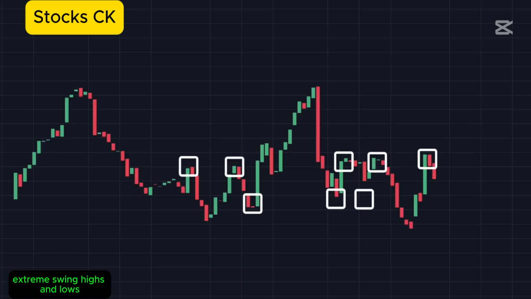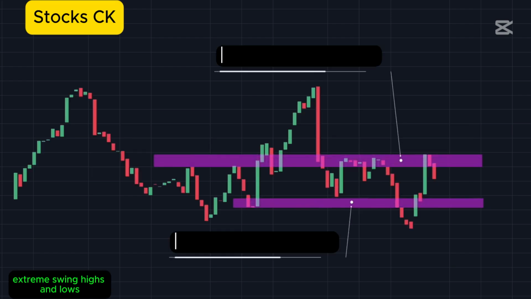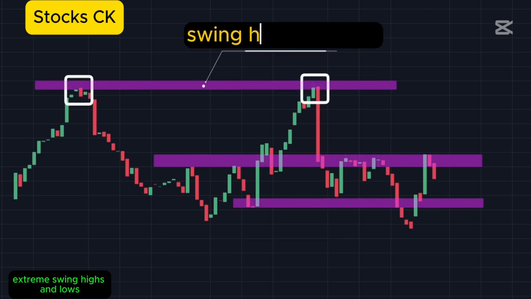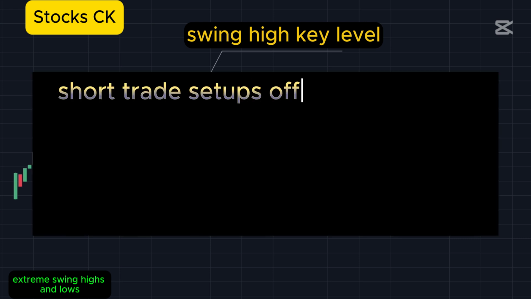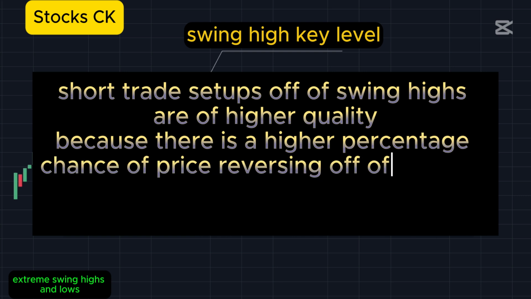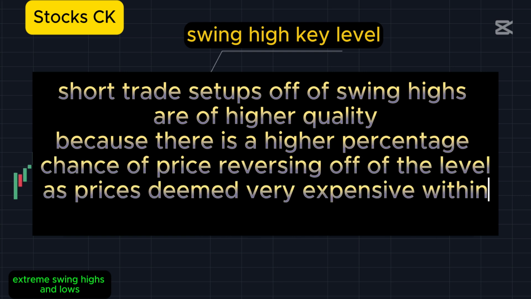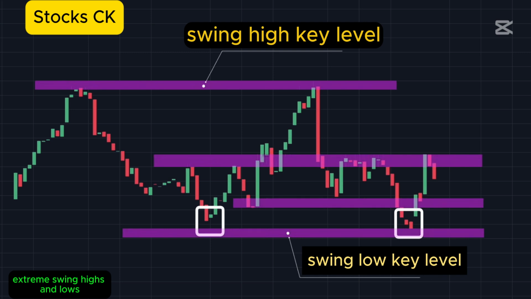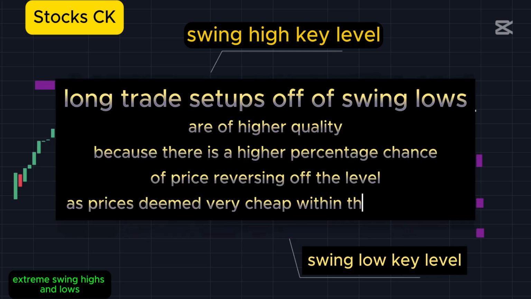These reversal points in between the swing highs and lows are your traditional key levels. The absolute highest resistance level here is your swing high key level. Short trade setups off of swing highs are of higher quality, because there is a higher percentage chance of price reversing off of the level, as price is deemed very expensive within that time frame. The absolute lowest support level here is your swing low key level. Long trade setups off of swing lows are of higher quality because there is a higher percentage chance of price reversing off the level, as price is deemed very cheap within that time frame.